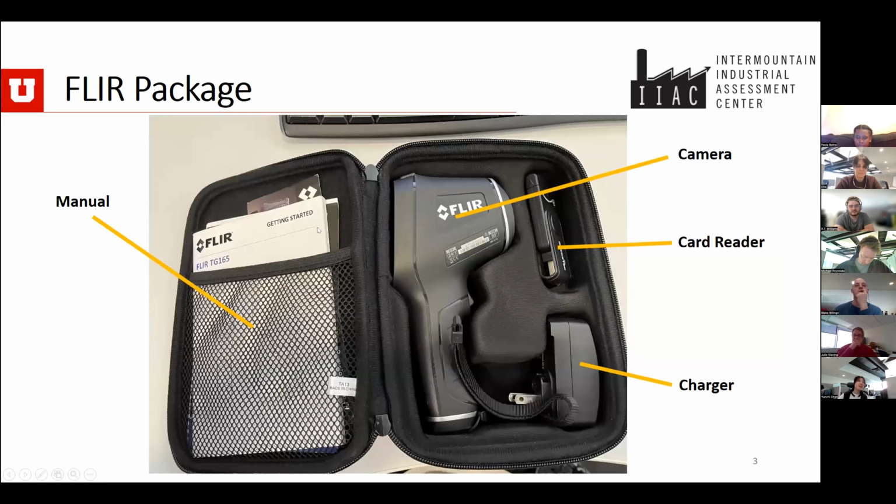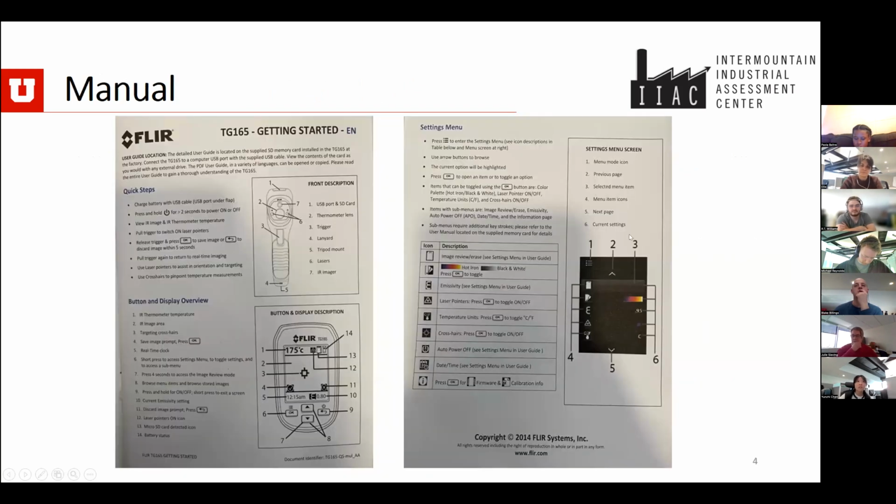So here is our FLIR package. It's very easy. We have a manual, this camera, a card reader because there's an SD card inside, and a charger. The manual is very easy. It's only 2 pages. So if you are not sure how to use it, for example how to turn on the equipment, how to check the historical pictures, or how to change the emissivity, which I will introduce later, you can always check the 2-page manual.